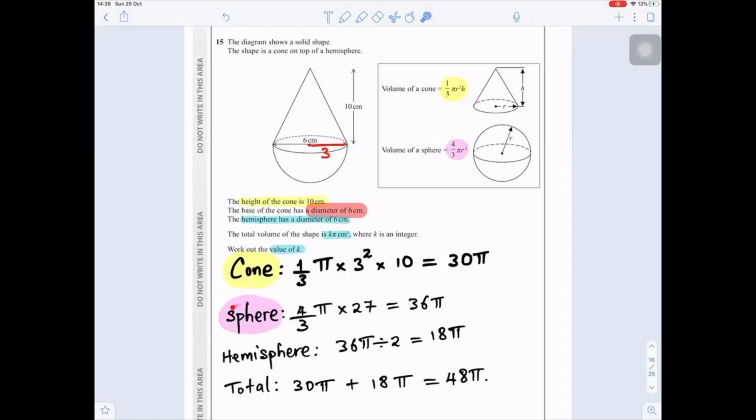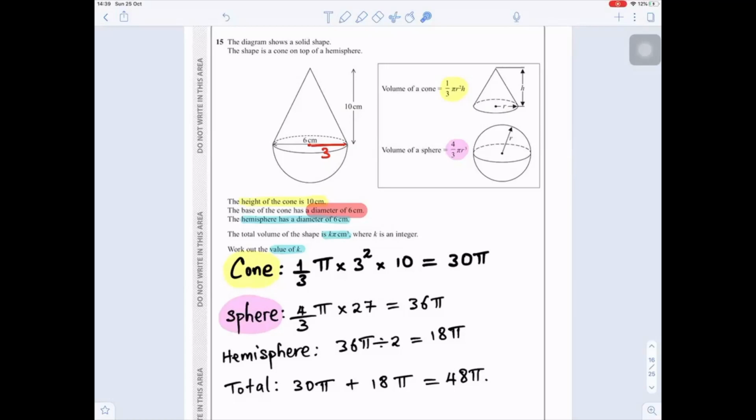The sphere, at the top right, the volume of a sphere is given as 4/3 pi radius cubed. So we work it out, 4/3 times pi times the radius is 3. 3 cubed is 27. Now you would do 4 times 27 divided by 3. That will give you 36 pi.